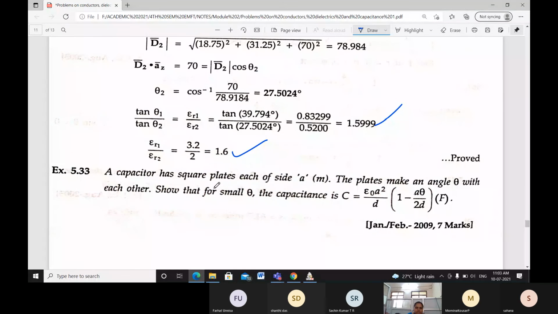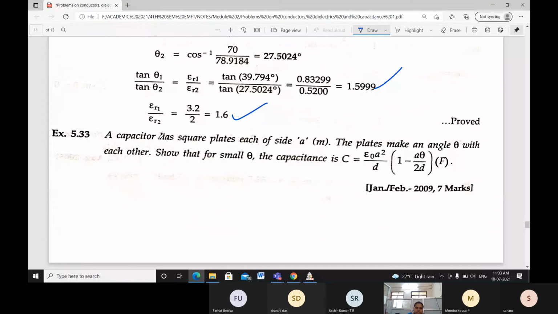This is one problem. Next is a simple small derivation. A capacitor has square plates, each of side a in meters. The plates make an angle of theta with each other. Show that for small angle theta, the capacitance is going to be epsilon naught a square divided by d, times 1 minus a theta divided by 2d, in farads.